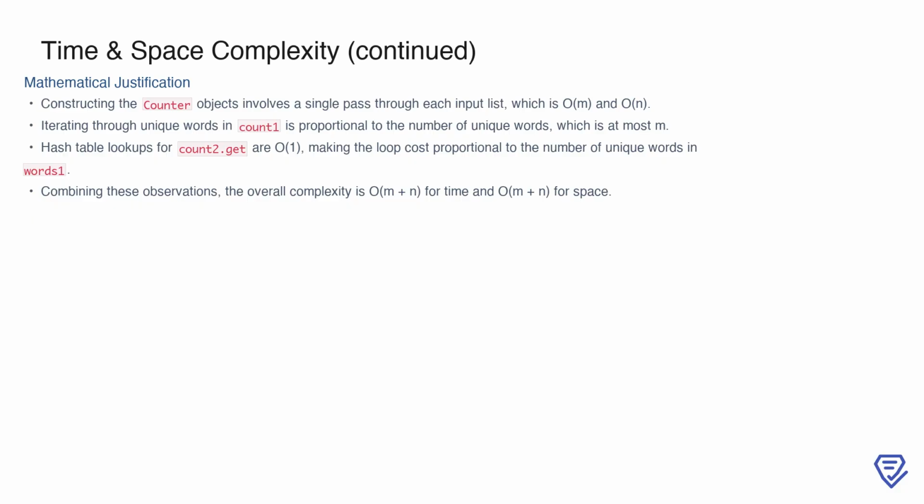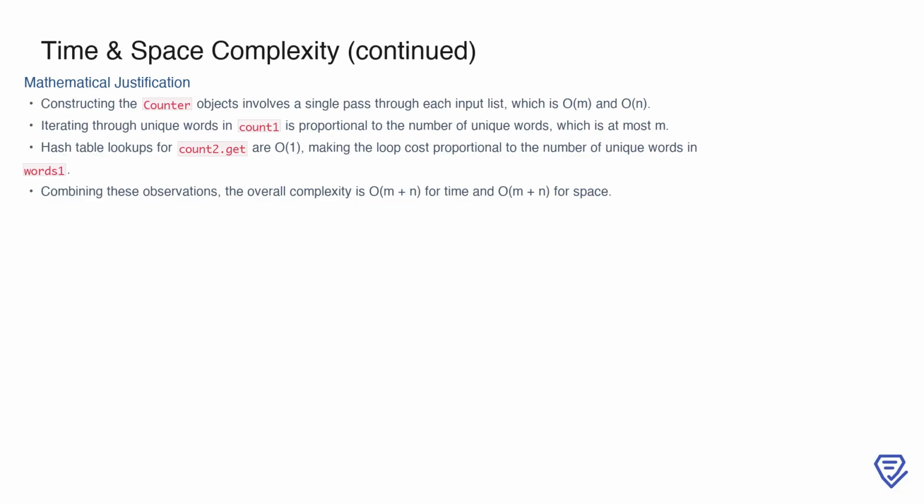Iterating through the unique words in count 1 costs time proportional to the number of unique words, which is at most M. For each of these words, retrieving the count from count 2 is a hash table lookup, which takes constant time. Combining these observations, the total time complexity is O(M plus N).